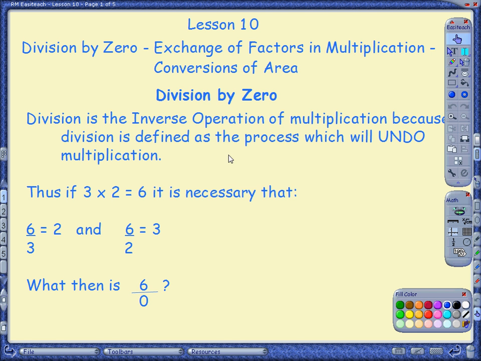Division is the inverse operation of multiplication because it undoes multiplication. So if we have 3 times 2 equals 6, when we divide 6 by 3, the answer has to be 2. We have to be able to multiply our answer by what we're dividing by. So 2 times 3 must equal 6.